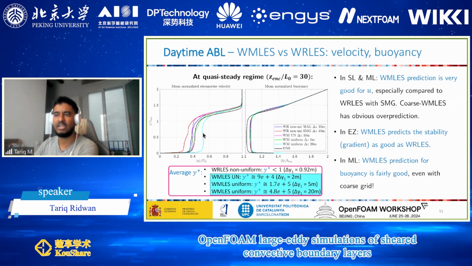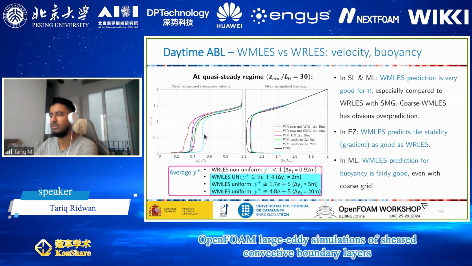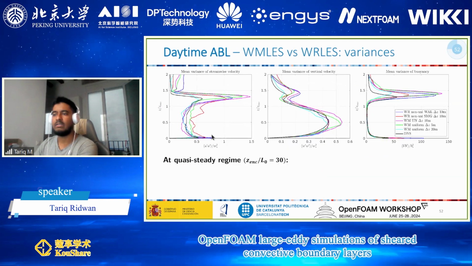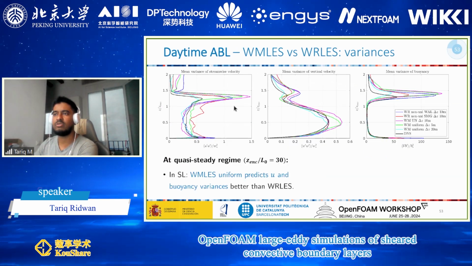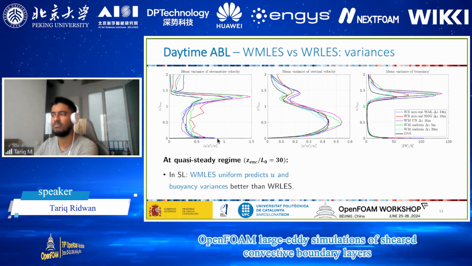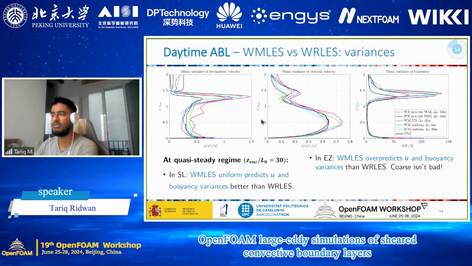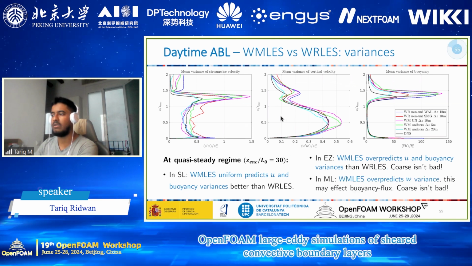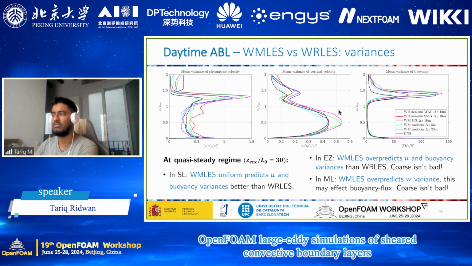Although the coarse mesh has an over prediction for the streamwise velocity, and in the variances we have in the surface layer, the wall model LES has very good prediction. However, it has over prediction in the entrainment zone, and also in the mixed layer there are over predictions.